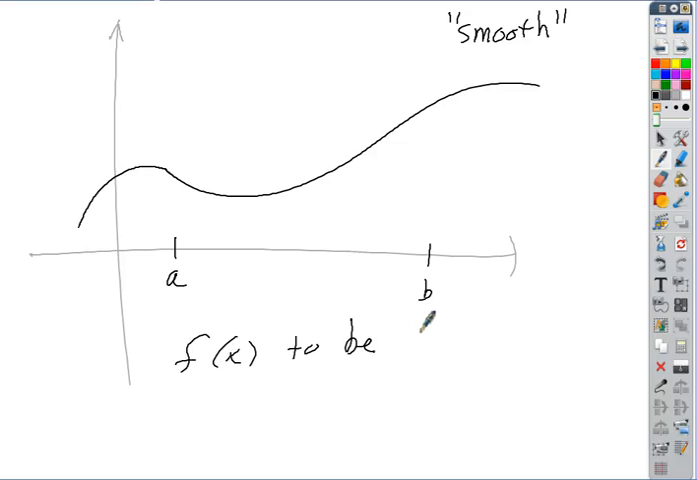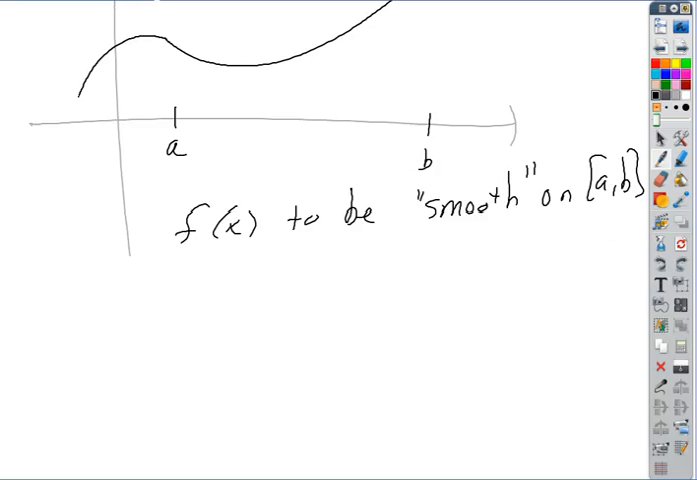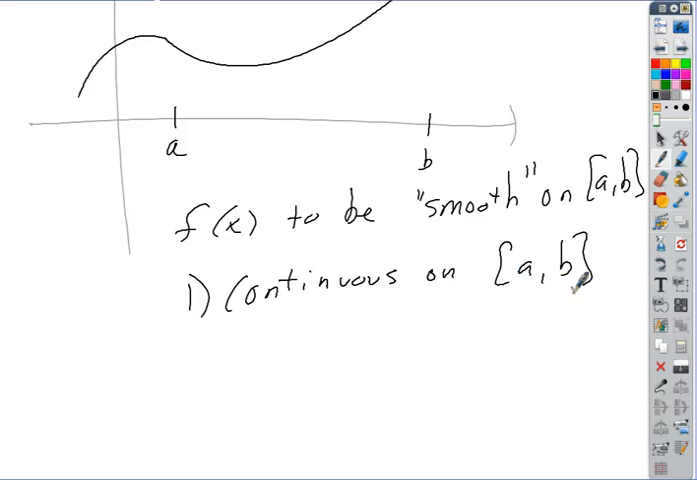So one ingredient must be for f of x to be smooth on this closed interval. One thing that must be true is f of x is continuous on the interval. So my pen's on the board all the way from x equals A to x equals B. Outside of that, we don't care. Now, what about the non-jagged part?